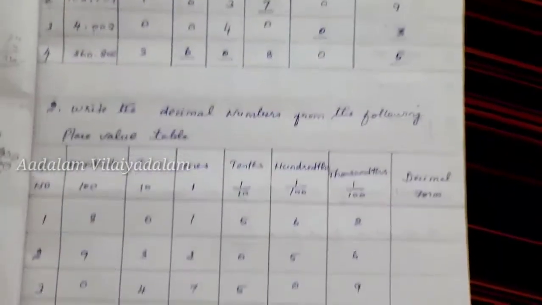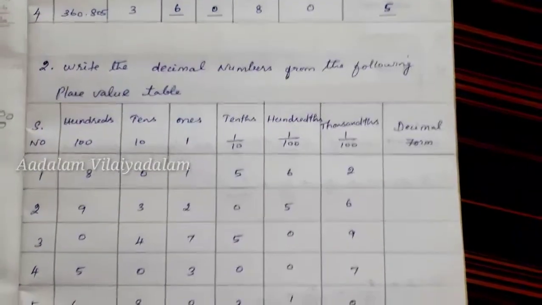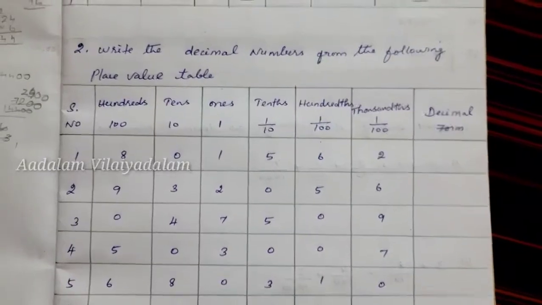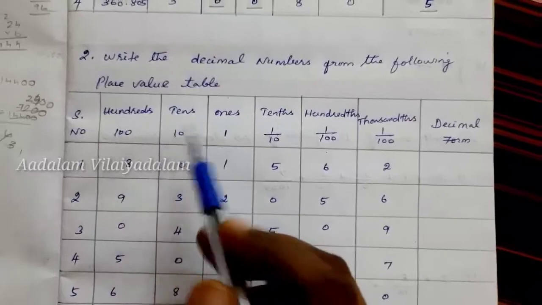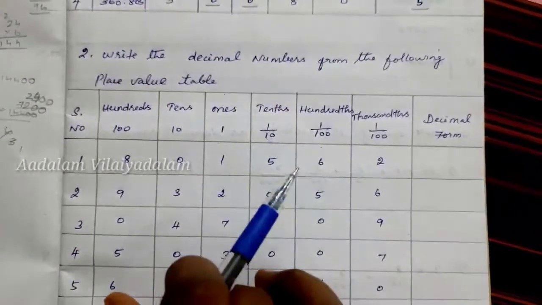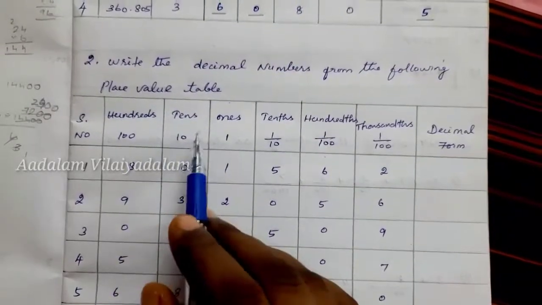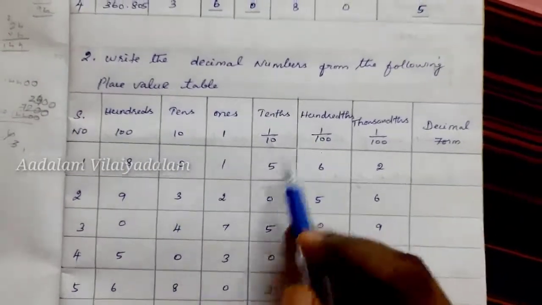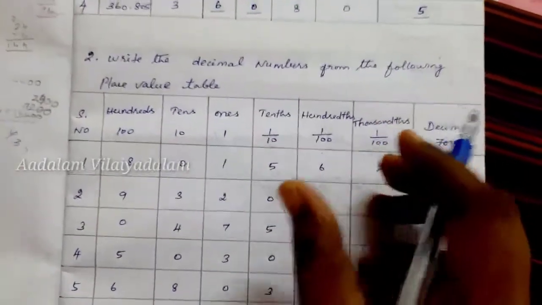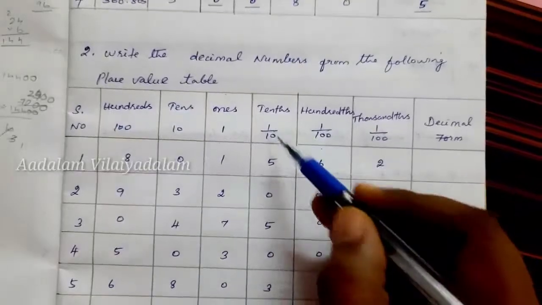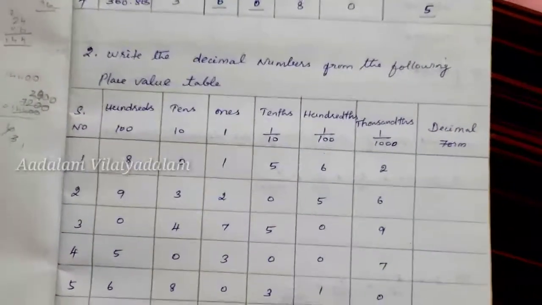Now let's move to the second question, that is to write the decimal numbers from the following place value table. Look at the place value table. Here they have mentioned the numbers of the decimal. Hundreds, tens and ones are given. In the same way, after the decimal point we have the fractional part, that is 1 by 10, 1 by 100, 1 by 1000.